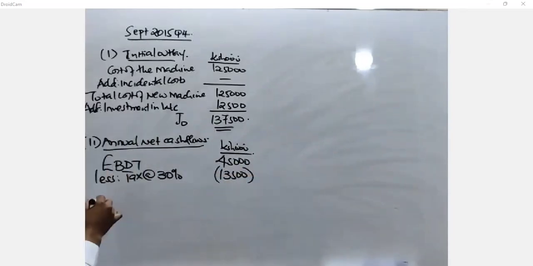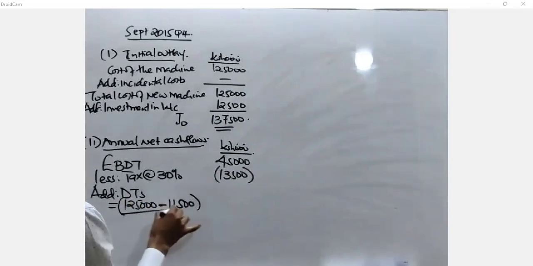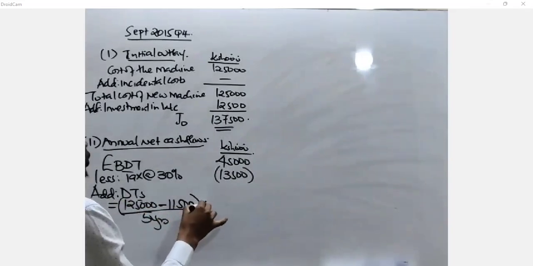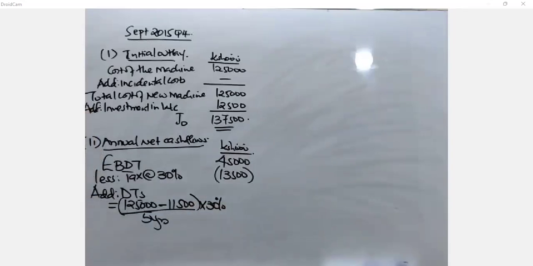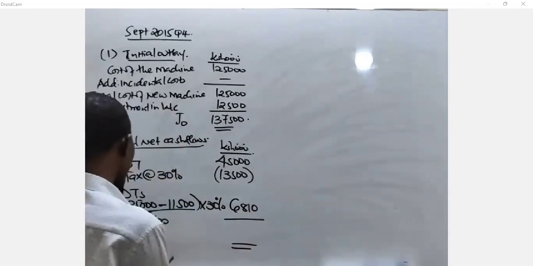Then we add the depreciation tax shield. What is the cost of the machine? 125,000 minus the scrap value. They were saying that they are going to be disposing of this machine at 11,500 after the end of how many years? 5 years. Then you multiply by the tax rate of 30%. So how much is it? Just say 125,000 minus 11,500 divide by 5, right? You multiply by 0.3, getting around 6,810. What is your annual net cash flow?